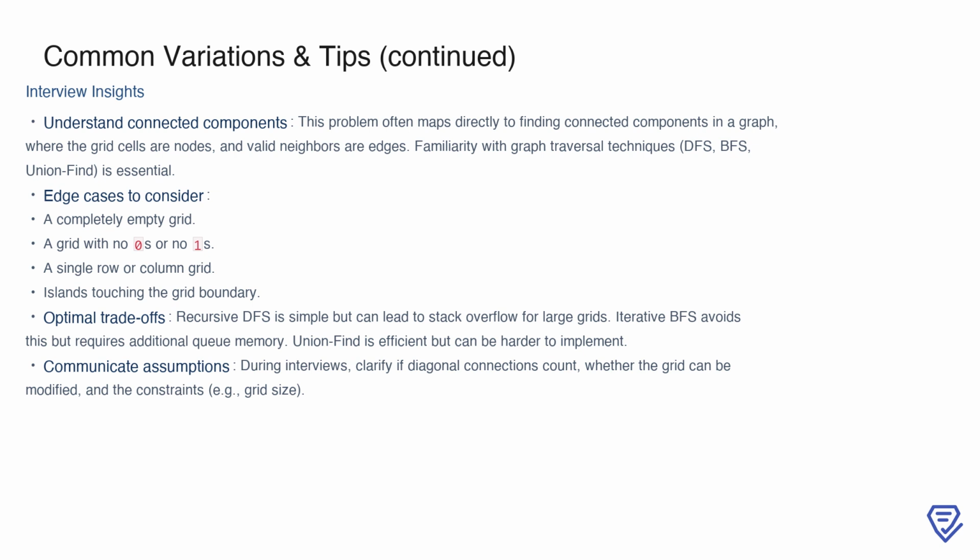During interviews, it's crucial to communicate your assumptions clearly. For example, clarify whether diagonal connections count, whether you're allowed to modify the grid, and the constraints such as grid size. This ensures alignment with the interviewer and avoids misunderstandings.